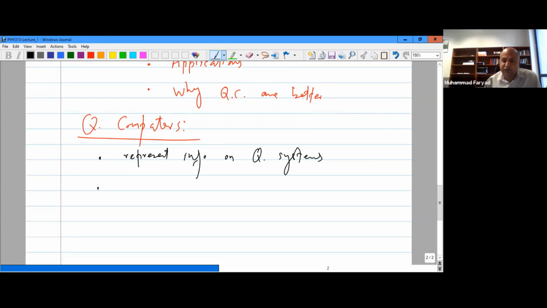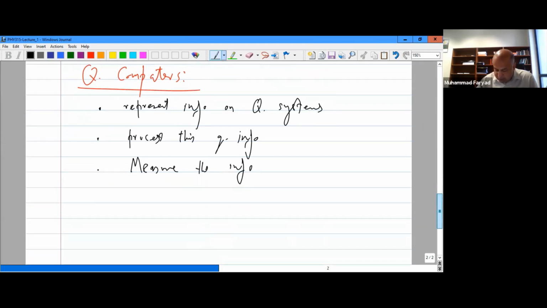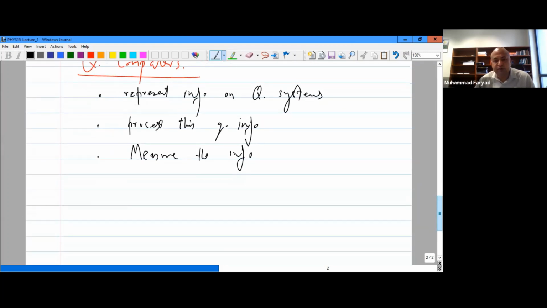So the other part of these quantum computers is that we are able to process this sort of quantum information, and then we should be able to measure the information that has been processed on these systems. So these parts of these quantum computers will become clearer as we go on.